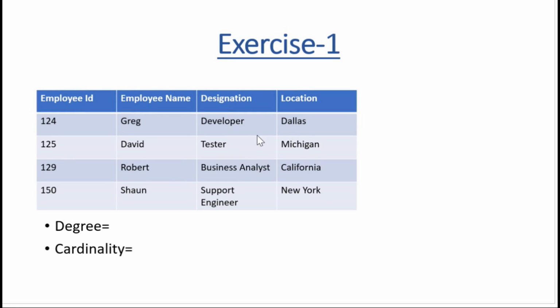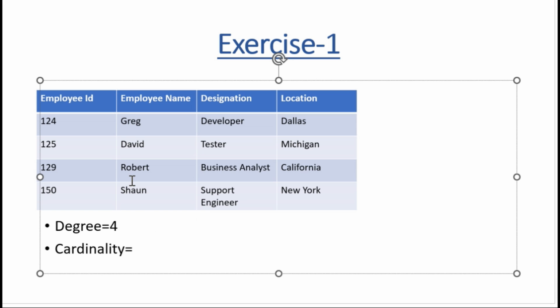Here is another exercise so that we can have a clear picture of the degree and the cardinality of the table. Degree is basically the number of attributes or columns that we have in the table. What is the degree of this table? 1, 2, 3, and 4. Similarly, how much is the cardinality for this one? 1, 2, 3, 4. So the cardinality for this table is also 4.